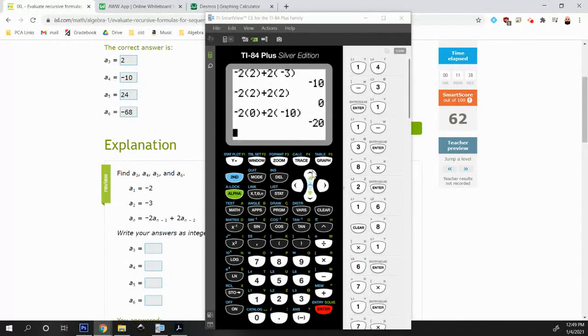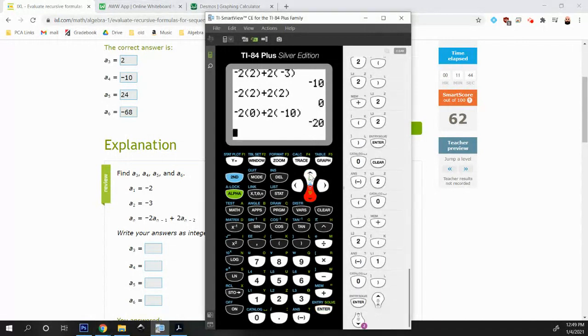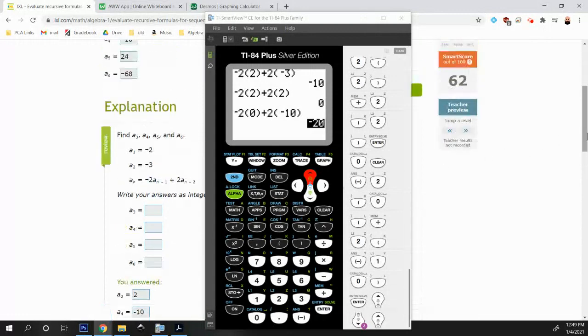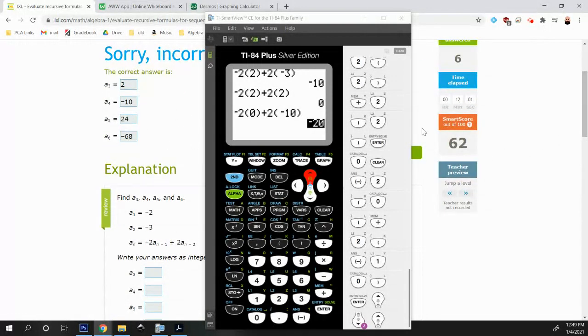Well, so how did I get this one wrong? I want to go back and show. Right here, you can see I got -20 and 0, and these are not right. Should have been 24. So let's see if we can scroll up.